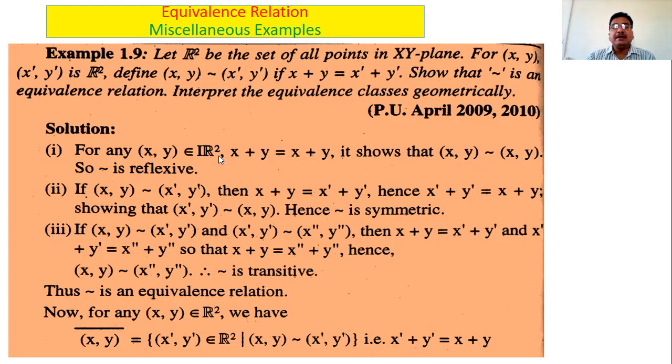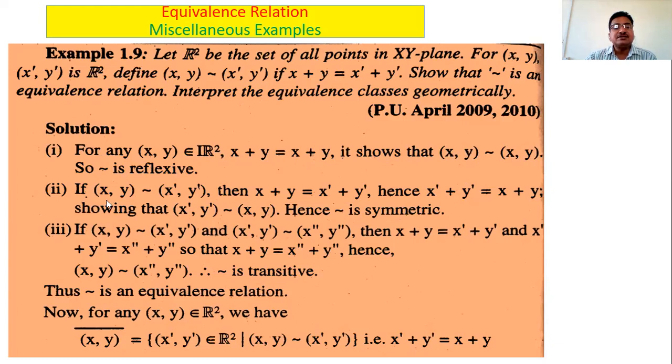When the relation is reflexive, each element of the set is related to itself. So this is the set R2, and if we take (x, y) as an element of R2, then (x, y) is related to (x, y). Why? Because x plus y and x plus y are both the same. Therefore every element of R2 is related to itself, and therefore the relation wiggle is reflexive.